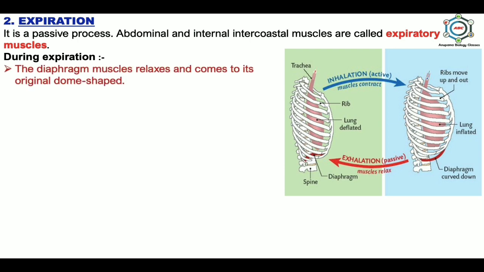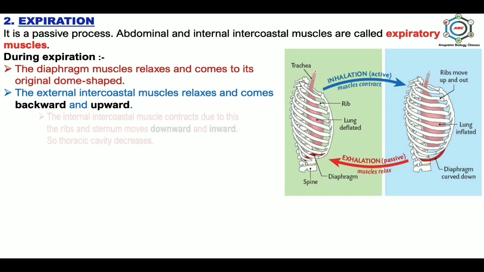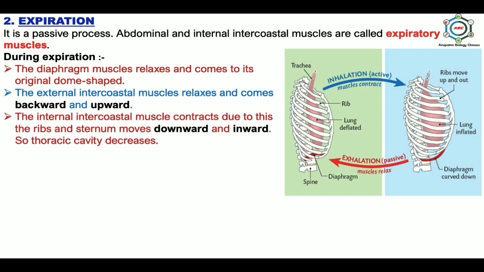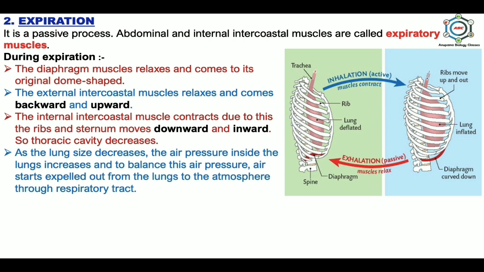During expiration, the diaphragm muscles relax and come back to their original dome shape. The external intercostal muscles relax and move backward and upward, and the internal intercostal muscles contract. Due to this, the ribs and sternum move downward and inward, so the thoracic cavity decreases. Because of this, the lung size decreases, the air pressure inside the lungs increases, and to balance this air pressure, air is expelled from the lungs to the atmosphere through the respiratory tract.